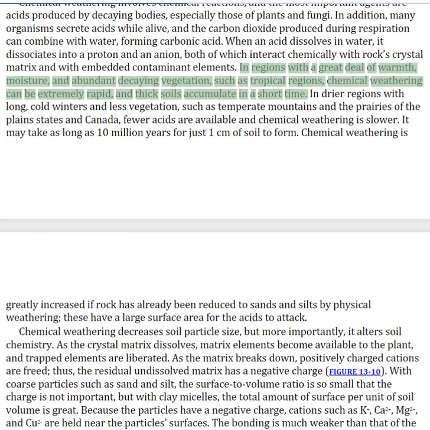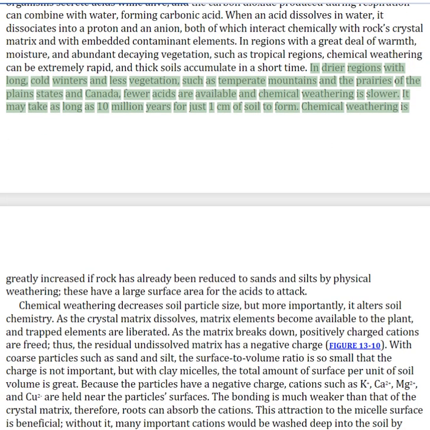In regions with a great deal of warmth, moisture, and abundant decaying vegetation, such as tropical regions, chemical weathering can be extremely rapid, and thick soils accumulate in a short time. In drier regions with long, cold winters and less vegetation, such as temperate mountains and the prairies of the Plains states in Canada, fewer acids are available and chemical weathering is slower. It may take as long as 10 million years for just 1 centimeter of soil to form.